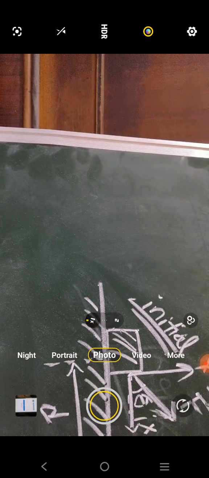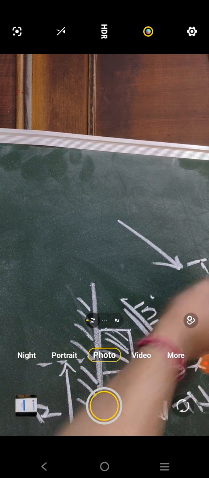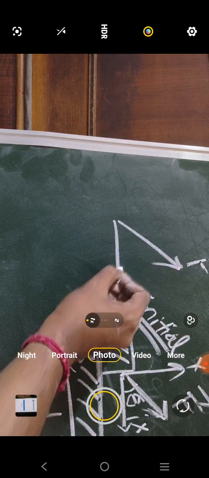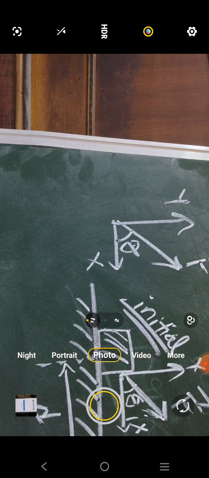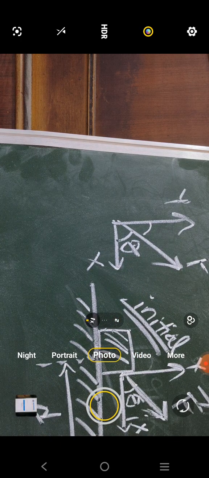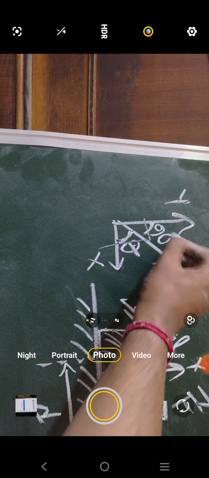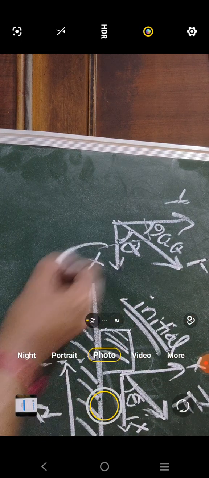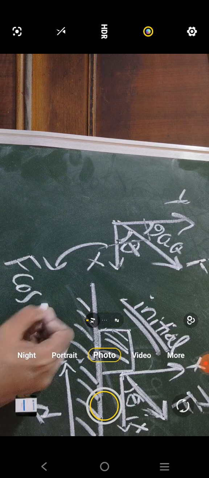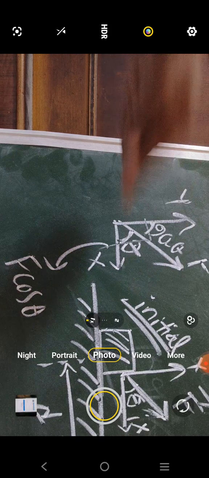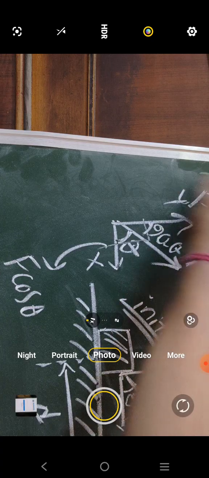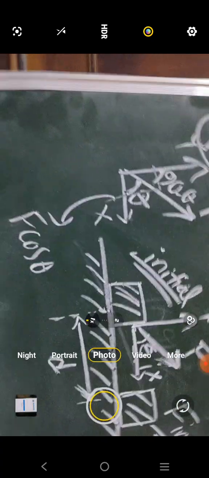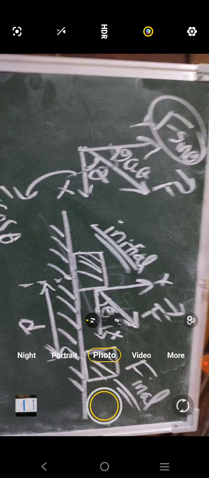Here I'm drawing the force. With the x-axis, the force makes an angle theta, and with the y-axis the angle is 90 minus theta, since the total is 90. So along the x-axis, the component will be F cos theta. Along the y-axis, the component will be F cos(90 minus theta), which is F sin theta.